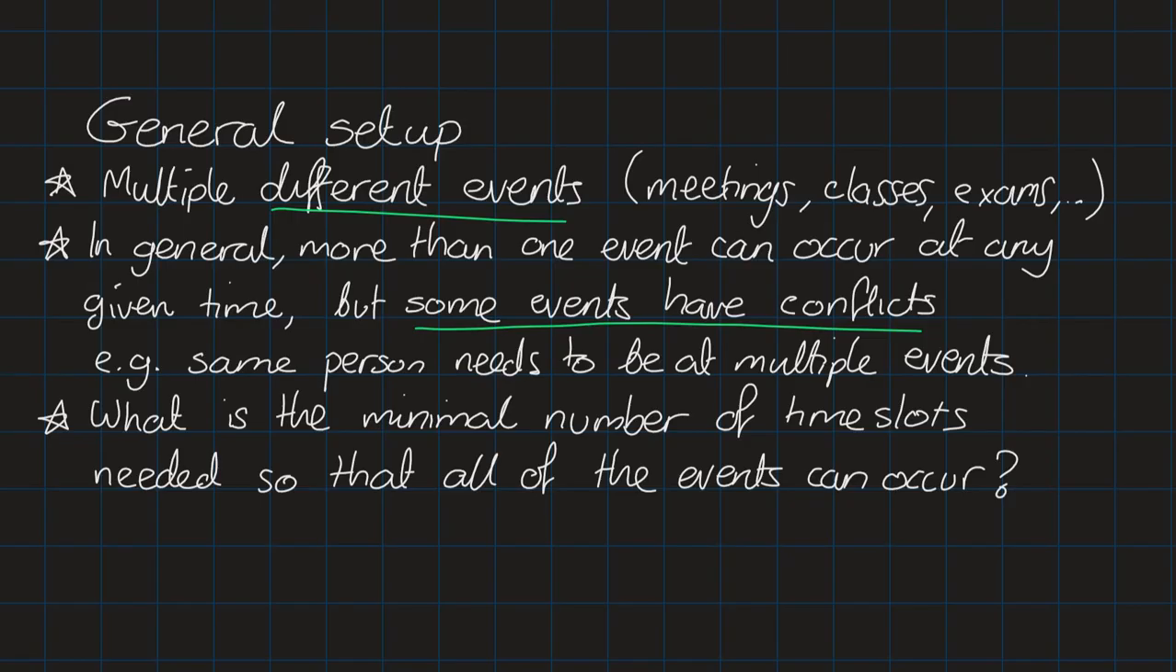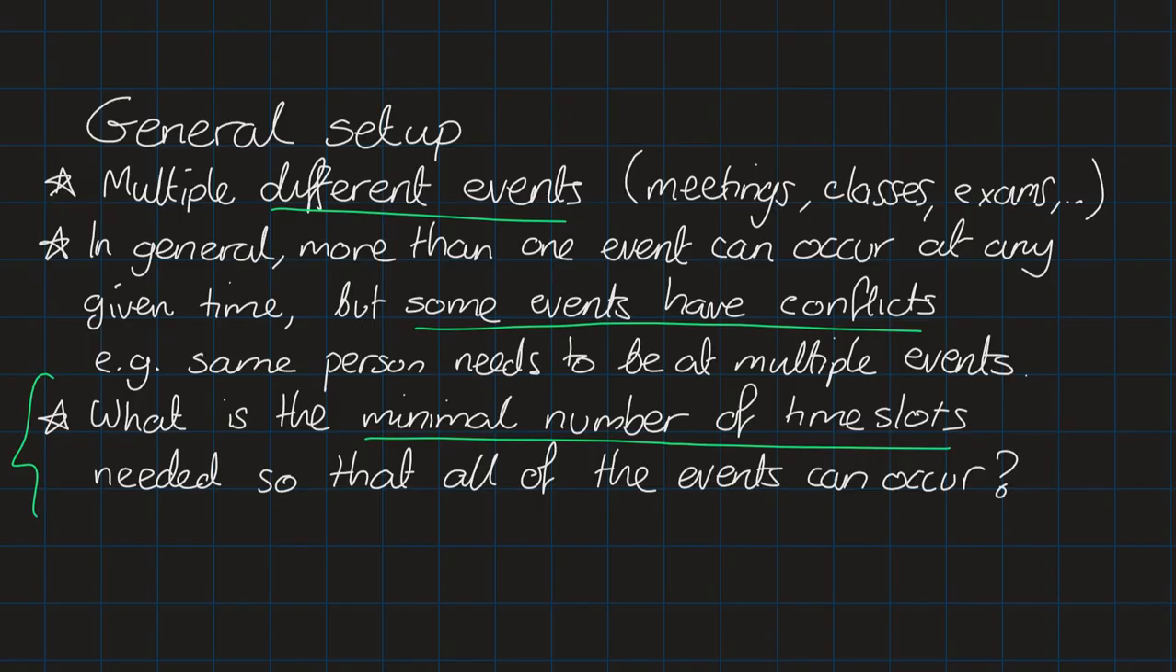I think maybe the most intuitive example is probably exams. Multiple exams happen at the same time, but you don't want to need to be in more than one exam at the same time. So the university tries to schedule it so that you don't have exam conflicts. It doesn't always succeed, but the university tries. And the question you try to answer is, what's the minimum number of time slots needed so that you can host all of the events?